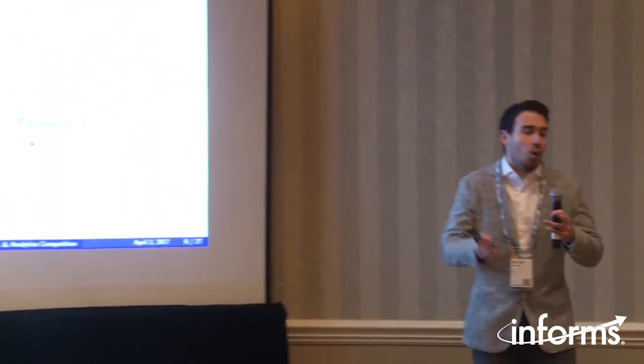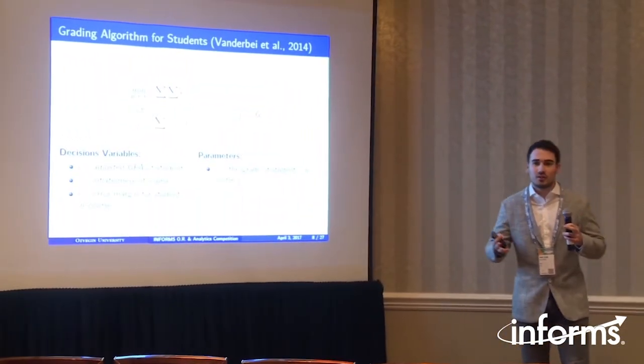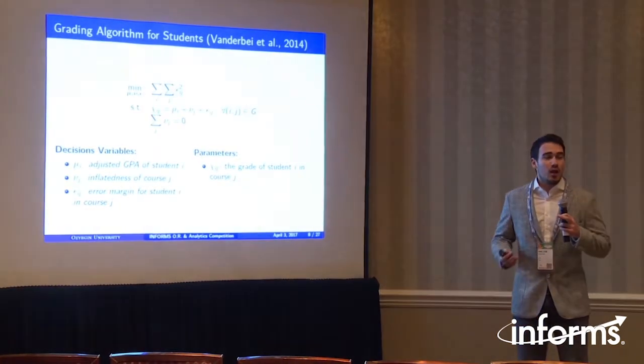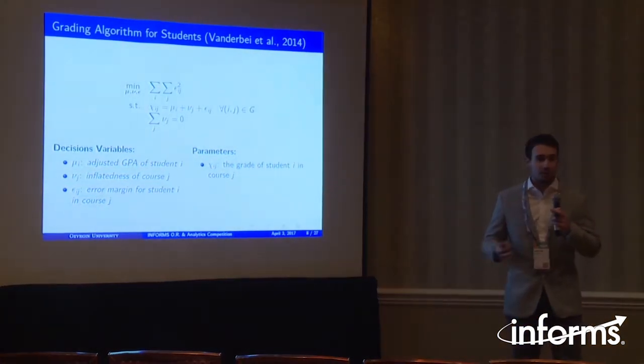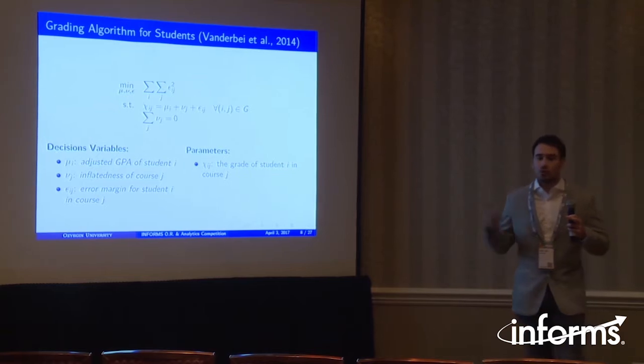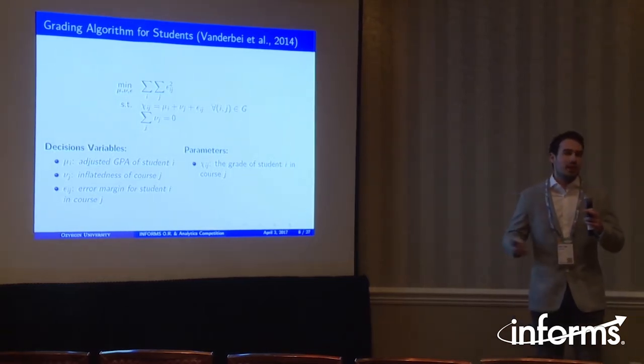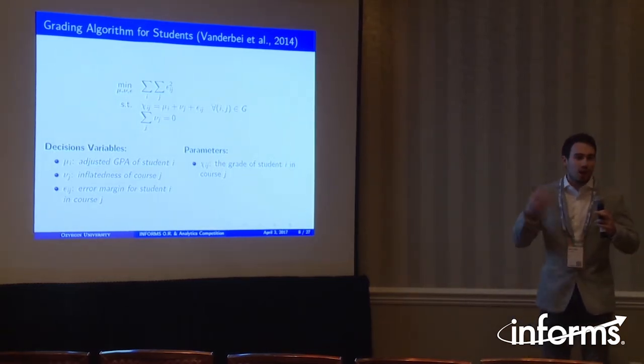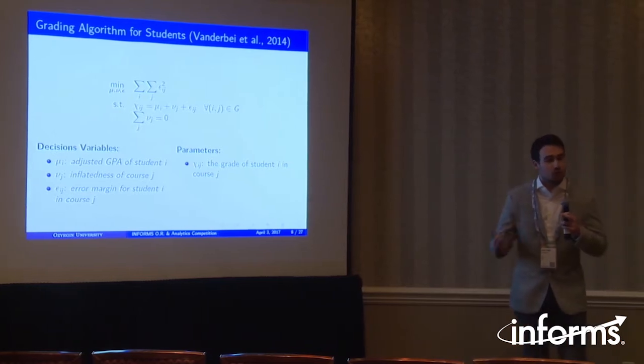Now, what the grading algorithm does is that it offers a fair grading. It was offered for fair grading in the letter-based grading systems in universities. It adjusts the students' GPAs according to the toughness of the courses they took. So a student who took harder courses gets a higher adjusted GPA compared to the other students.